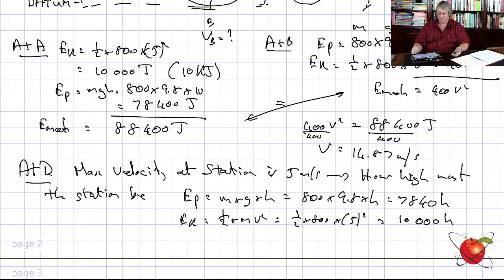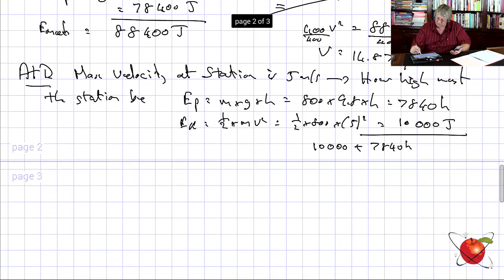Okay, H. Add them. 7840H, is that not H? 10,000 joules. I'm thinking of H in my mind. 10,000 joules, right? Because we've got it all. So it's going to be 10,000 plus 7840H. All right? What does that mean? What do we do then?